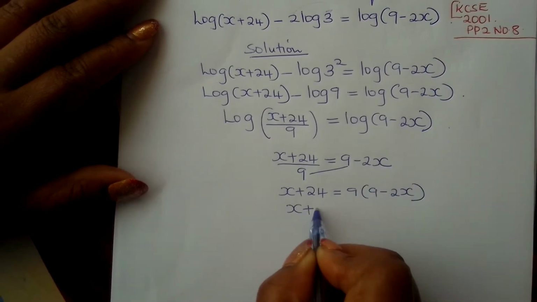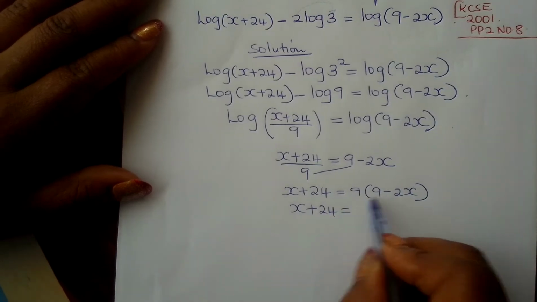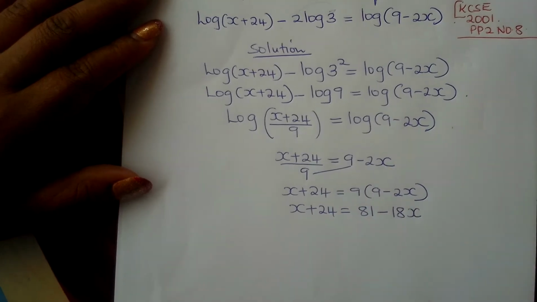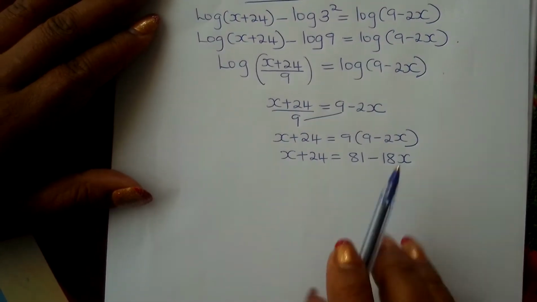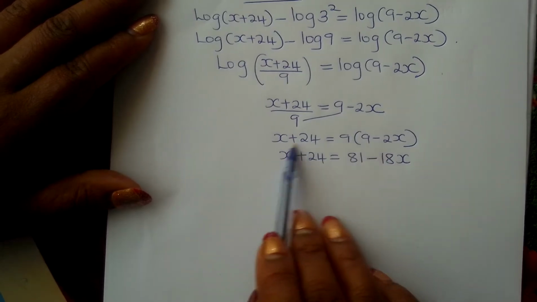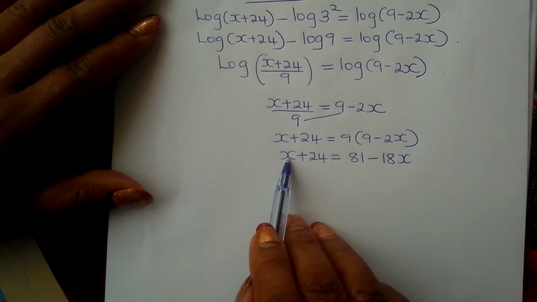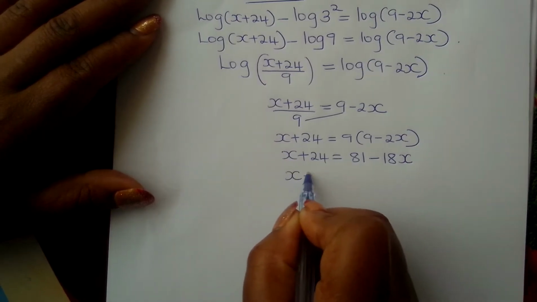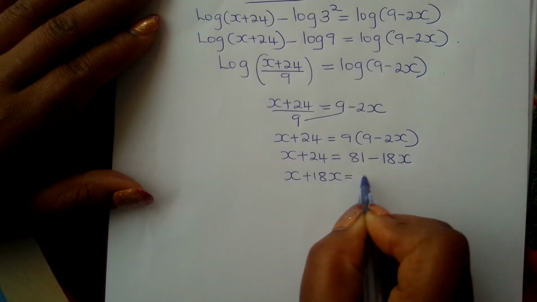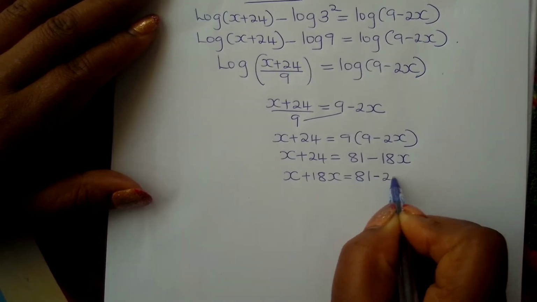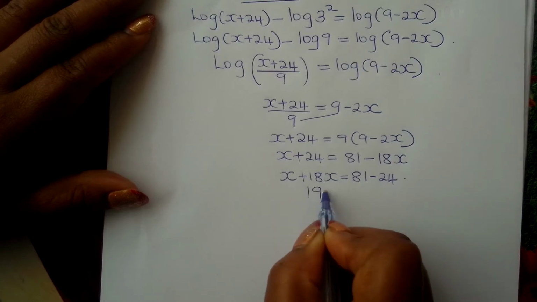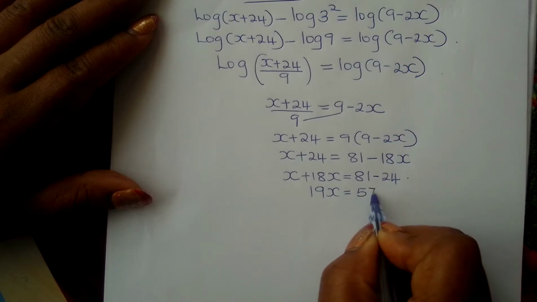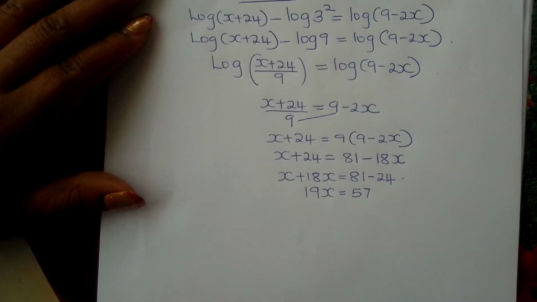Therefore x + 24 is equal to what? 9 times 9 is 81. You remove the bracket and this is minus 18x. From there, you put the like terms together: bring minus 18x to this side and take 24 to the other side. So you get x + 18x is equal to 81 minus 24. This gives you 19x is equal to 57.